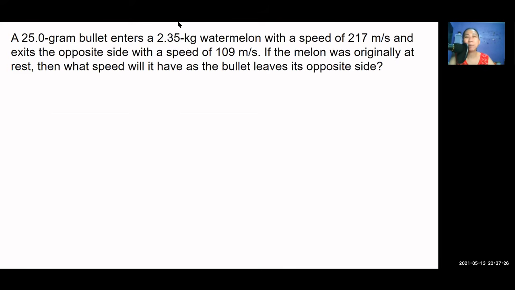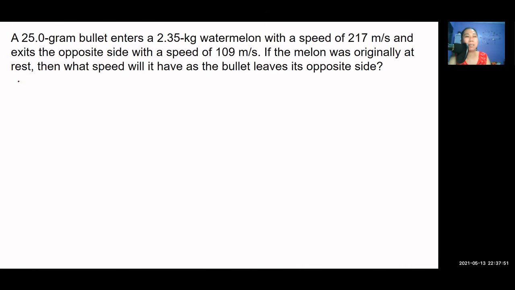A 25-gram bullet enters a 2.35 kilogram watermelon with a speed of 270 meters per second. And exits the opposite side with a speed of 109 meters per second. If the watermelon was originally at rest, then what speed will it have as the bullet leaves its opposite side? Okay, so kukunin muna natin again yung mga values natin based dun sa ating given.